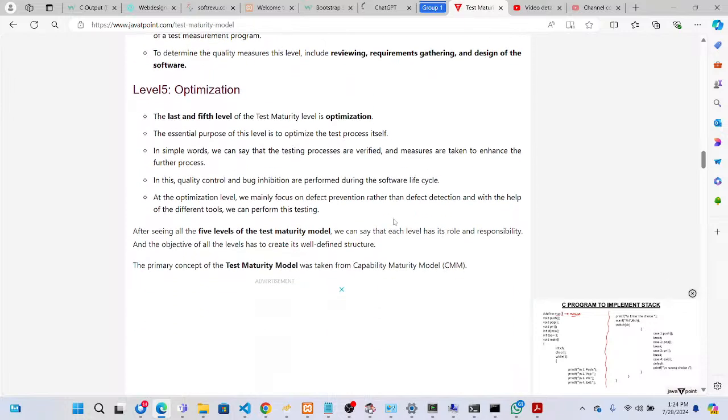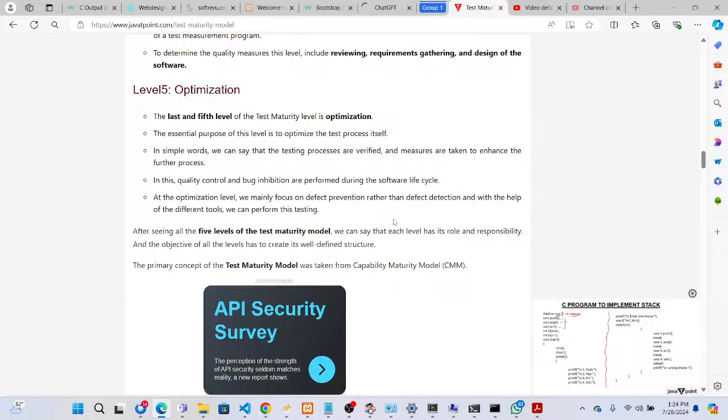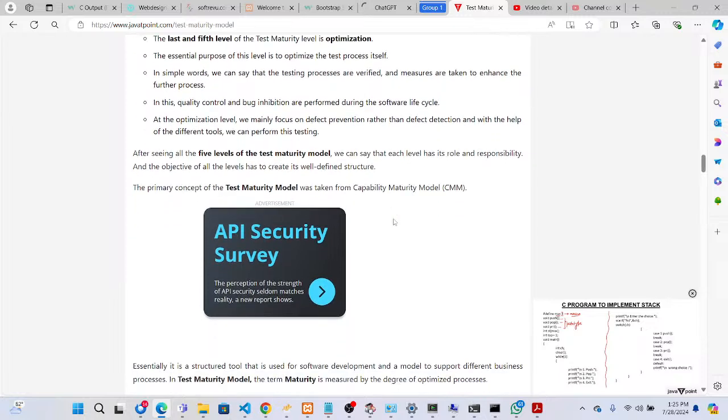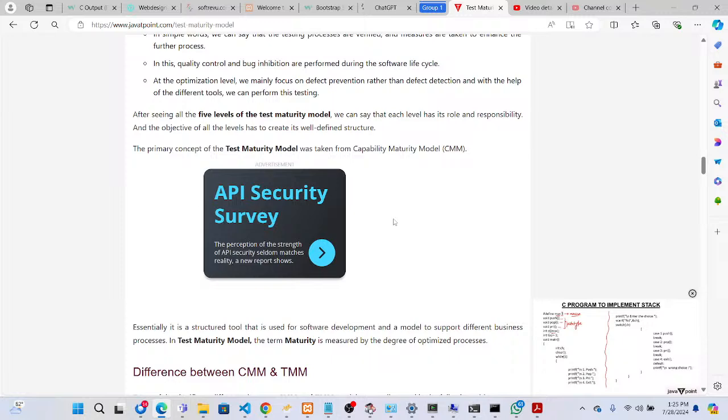So defect prevention tools also need to be adopted at the requirements gathering phase and design phase as well as the defect phase, so that the number of defects spilling over to the next phase is reduced. Okay, so that also we actually need to verify. So those are the maturity levels.